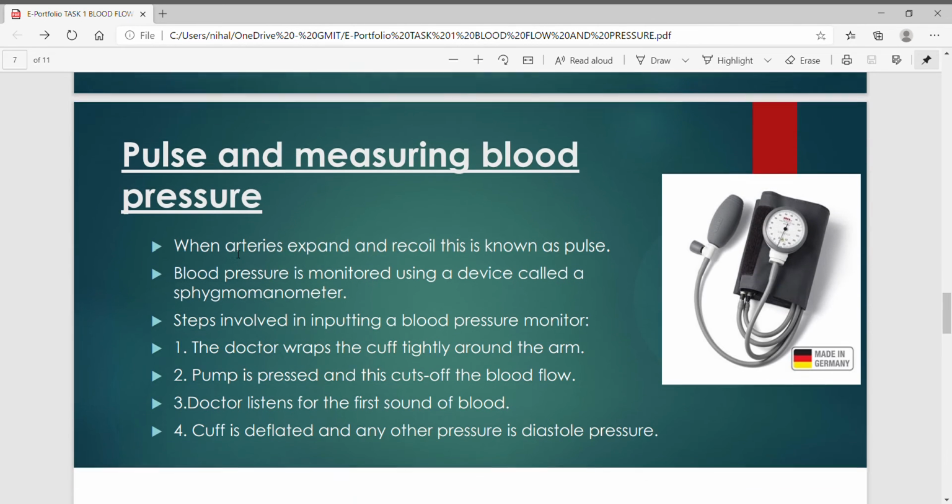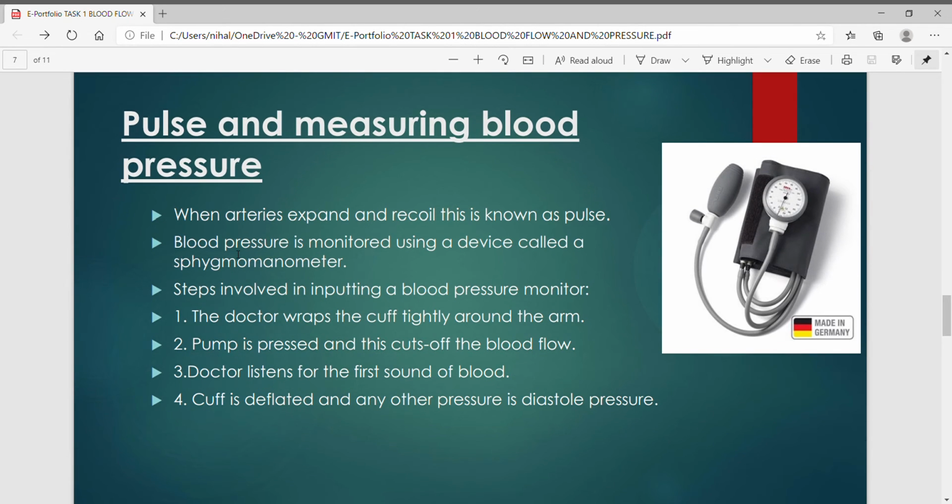To move on to pulse and measuring blood pressure. When arteries expand and recoil, this is known as the pulse. Blood pressure is monitored using a device called a sphygmomanometer. Sorry, I can't pronounce that. Very hard to pronounce. Next, the steps involved in using a blood pressure monitor.